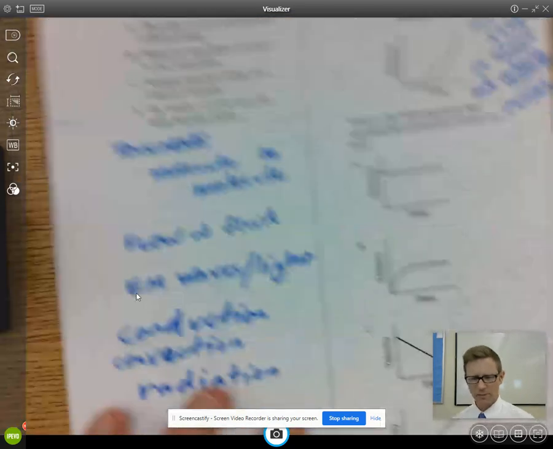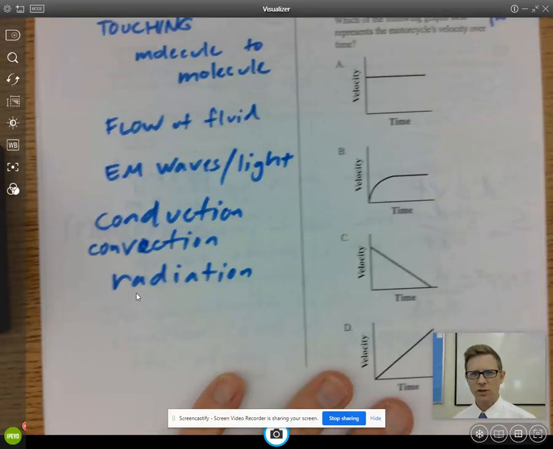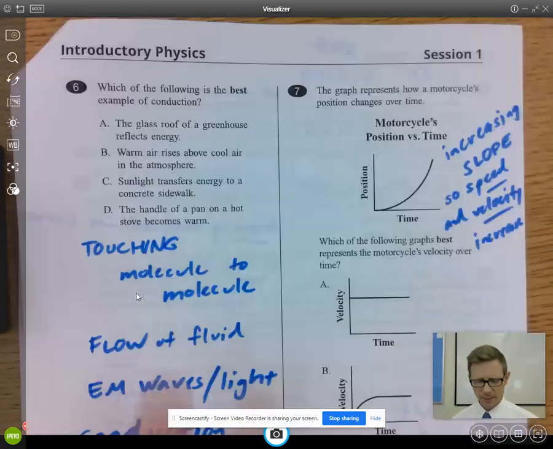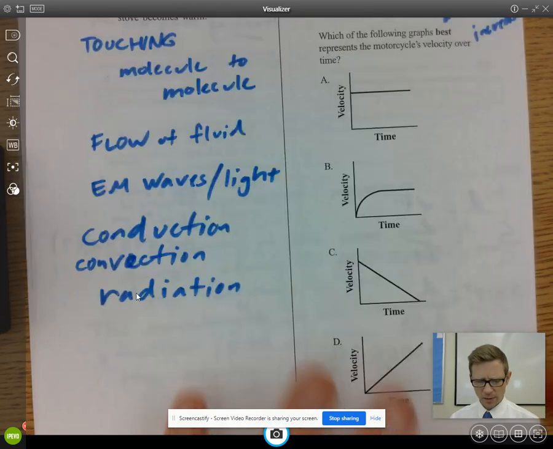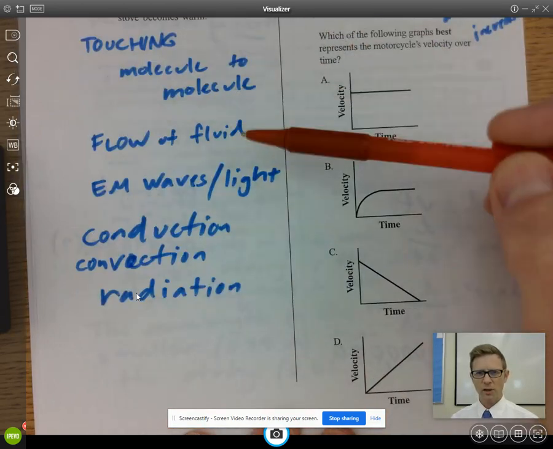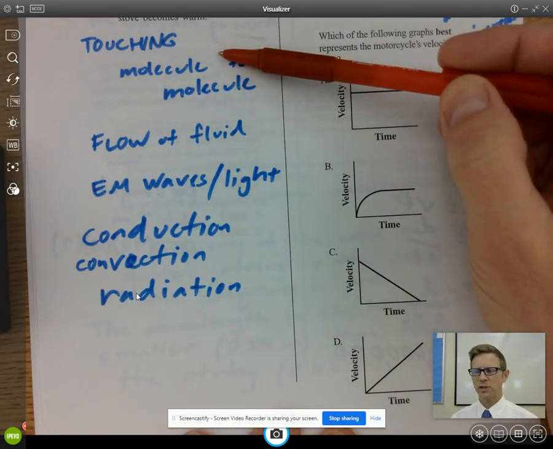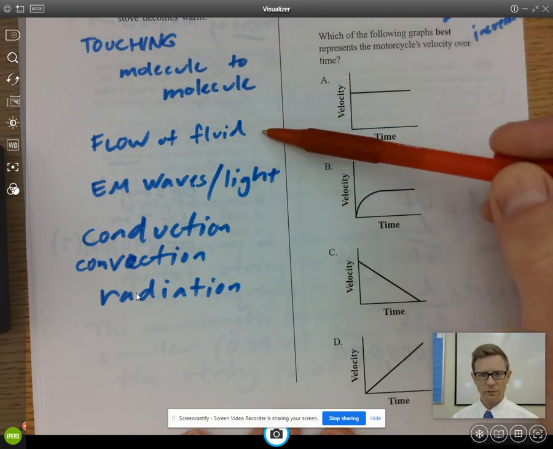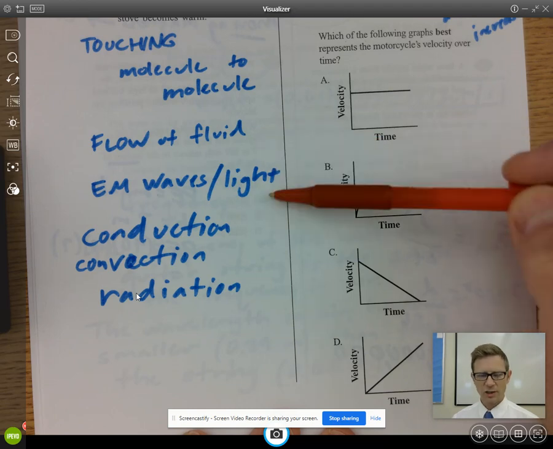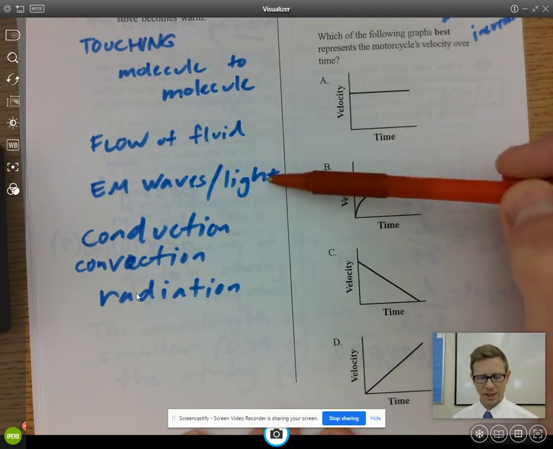Number six, there's 3 ways that heat can transfer. This is the one about conduction. That makes me think conduction, convection, radiation. Conduction is touching from molecule to molecule, like when you touch a hot surface and the heat flows directly to you. Convection is a flow of fluid. Radiation is electromagnetic waves or light.